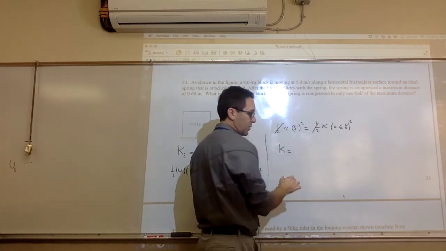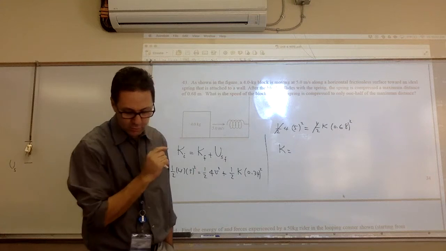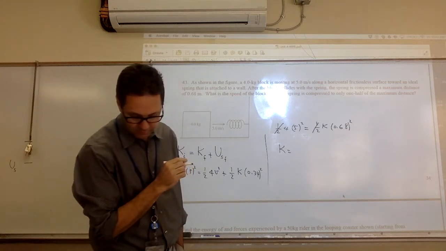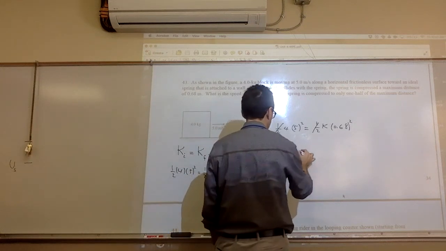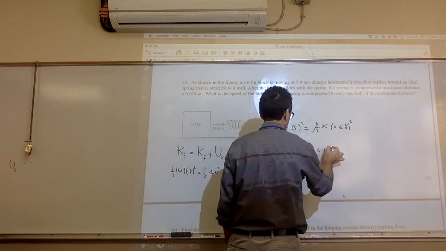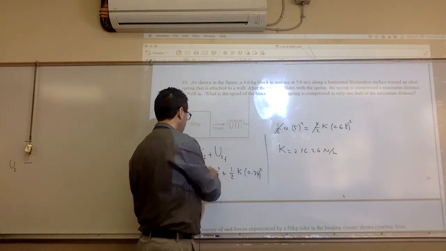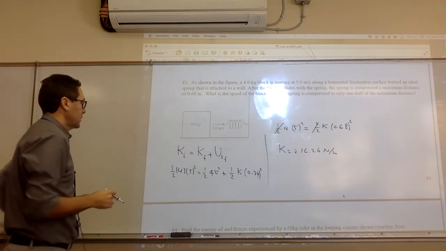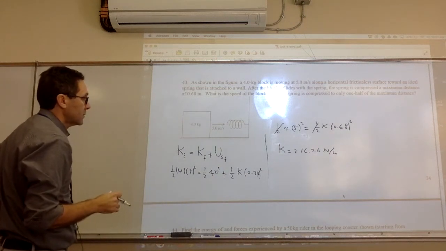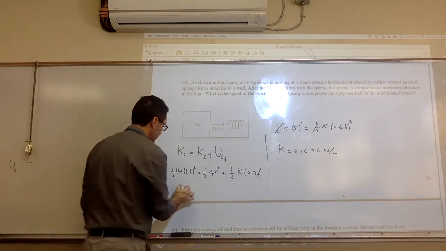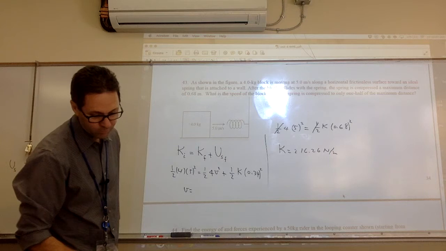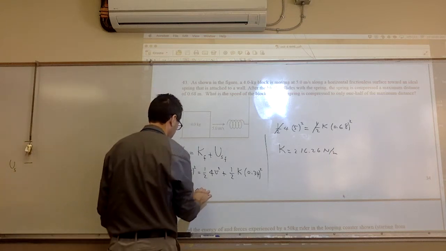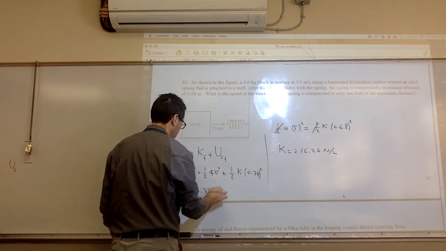So k is going to be equal to 216.26 newtons per meter. You can take that, put it here, and you're pretty much done. So now the v will be equal to 4.33 meters per second.